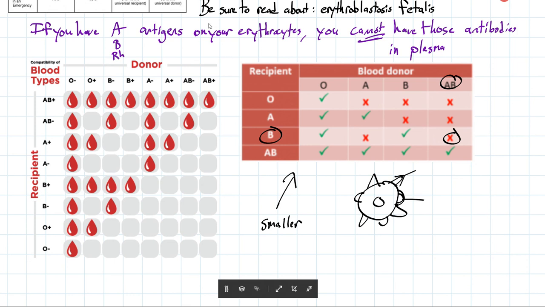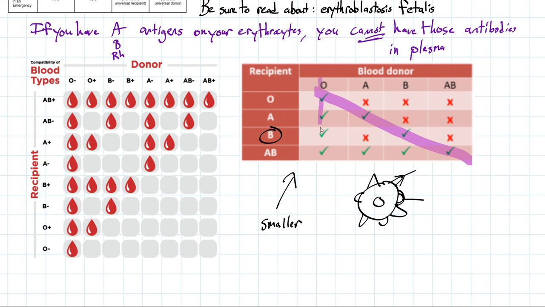So you can always give to your own blood type. That's this diagonal line here. You can always accept blood from type O, especially O negative. It's the universal donor. And if you are type AB as a recipient, you're in luck because you can accept type O blood, A blood, B blood, or AB blood. And especially if you have type AB positive, you can accept literally any type of blood.